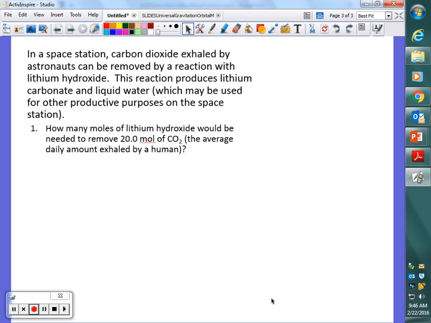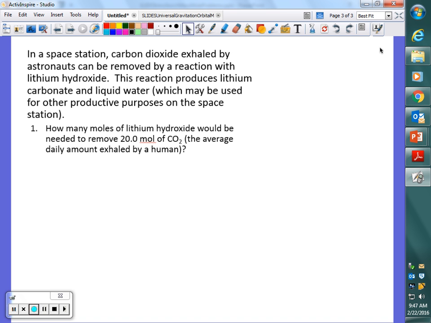It says in the space station, carbon dioxide that is exhaled by astronauts can be removed by a reaction with lithium hydroxide. This reaction produces lithium carbonate and liquid water, which can then be used for other productive purposes. How many moles of lithium hydroxide would be needed to remove 20 moles of carbon dioxide, which is the average daily amount exhaled by a human?